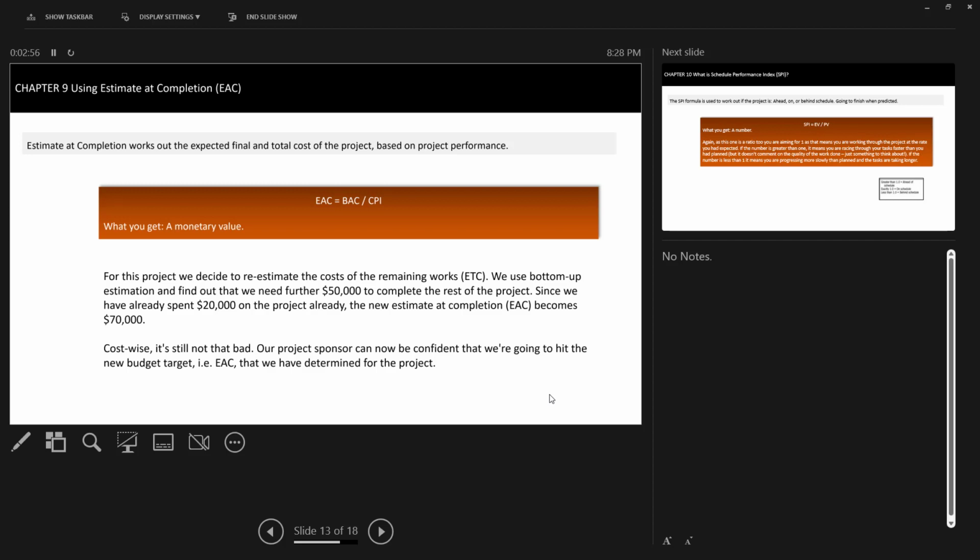And you can see the example down. For this project, we decided to do a re-estimation of the cost. If the remaining work of your project is going to cost you so much, for example, 50,000 for the rest of the project, and since you already spent your actual cost, which was 20, you would be able to estimate the completion, which is now total 20 plus what is remaining 50. Now it will be 70, right? So EAC is what is left, the budget that you would have to estimate.